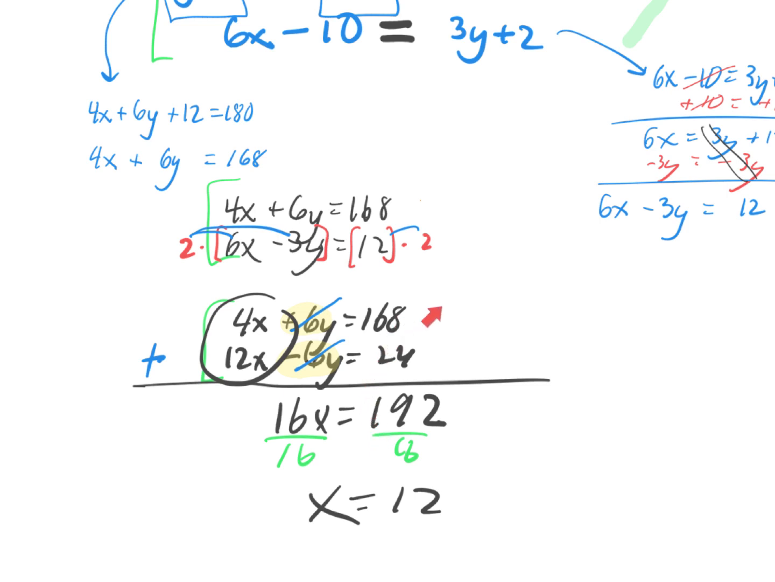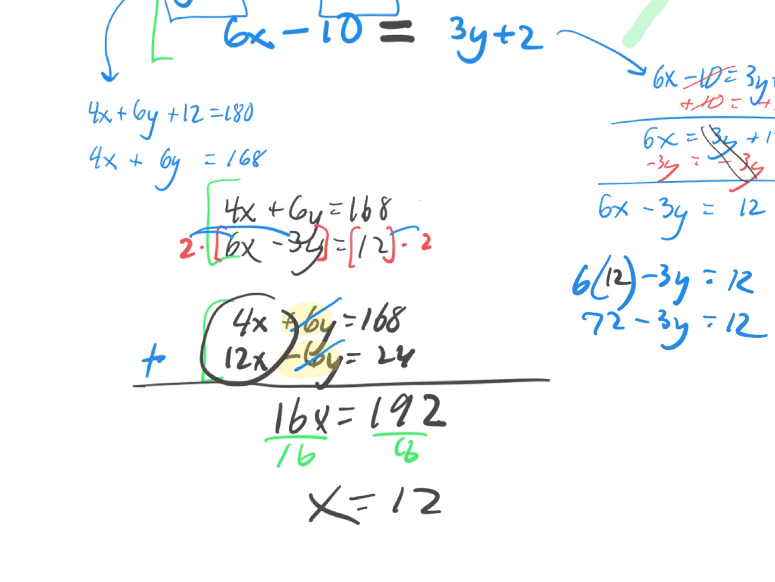And to find y, we can substitute into any of these equations. I'm going to just come right here because that's convenient. We have 6 times x, which is 12, minus 3y is 12. That's 72 minus 3y is 12.